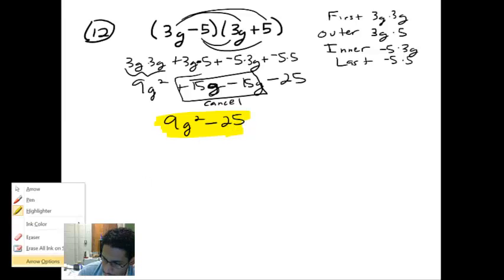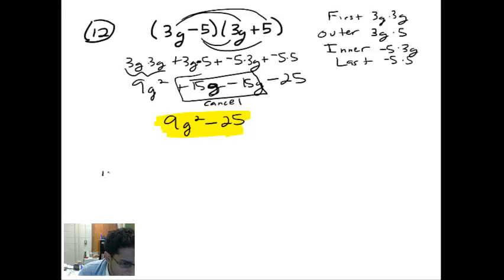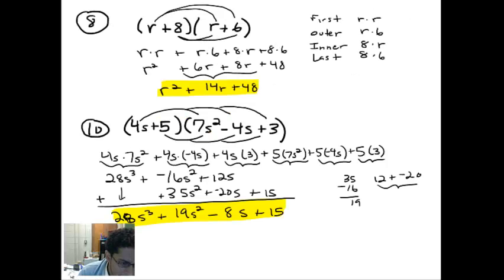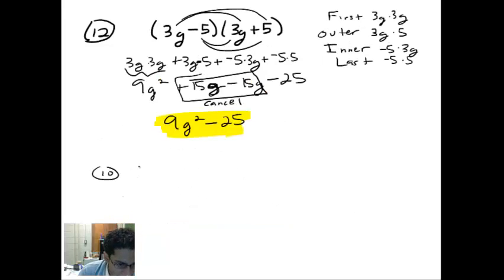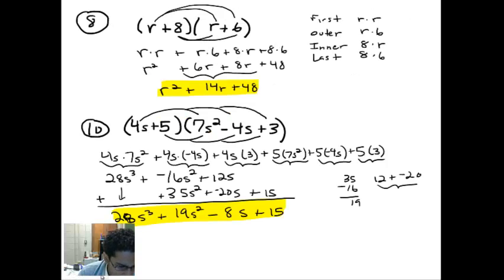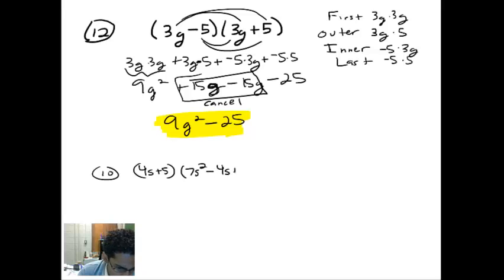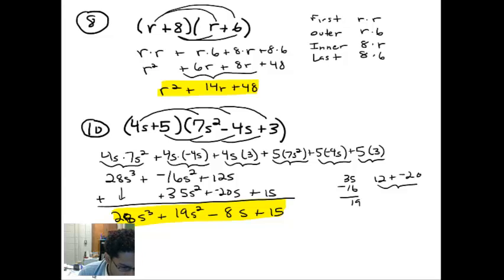Now let's revisit that first one. I'm sorry, the second one. Let's revisit number 10. I'm going to do it a different kind of way. It was 4s plus 5. And then it was 7s squared minus 4s plus 3. I just want to show you an alternative way. I learned this from one of my students. You could actually do all these this way if you like. If you're somebody who likes structure, this works nicely. You take the terms from the first one, either put on the row or a column. So 4s and 5.